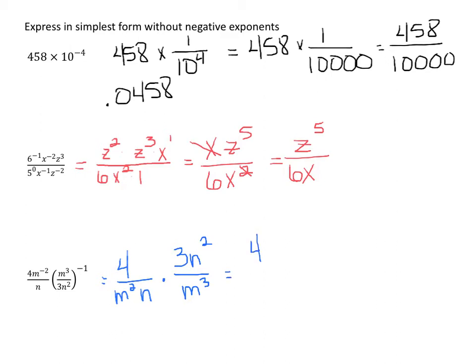So that's not 4. That will be 4 times 3, which is 12. 12n squared over m to the 5th power, and I got that by multiplying m squared times m cubed times n. So if I look in the numerator and denominator, there's an m in the denominator but not the numerator. There's n squared here, n here. So this will cancel, and I will get 12n over m to the 5th power.